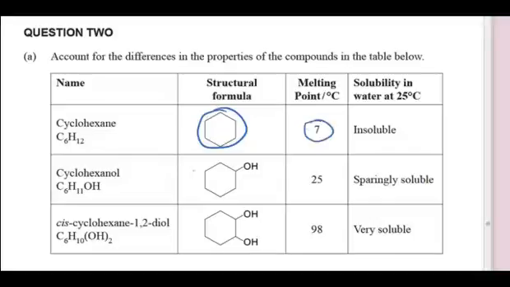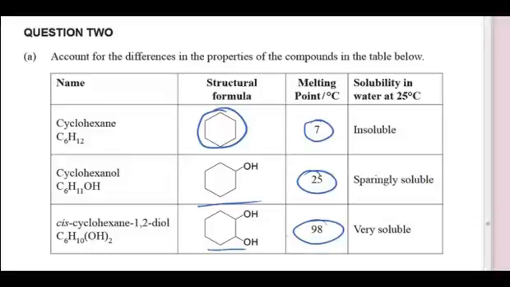hence we have a relatively low melting point. Now the other structures, cyclohexanol and the diol, do have higher molar masses, so we would expect with them just being bigger that they would actually have a higher melting point. But these are significantly different. They're much bigger than we would expect just based on it being a larger molecule with a larger electron cloud associated with it.